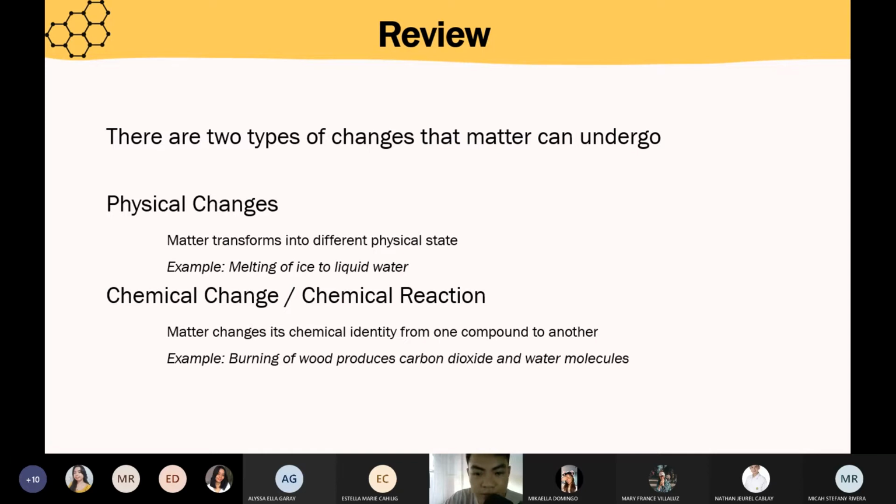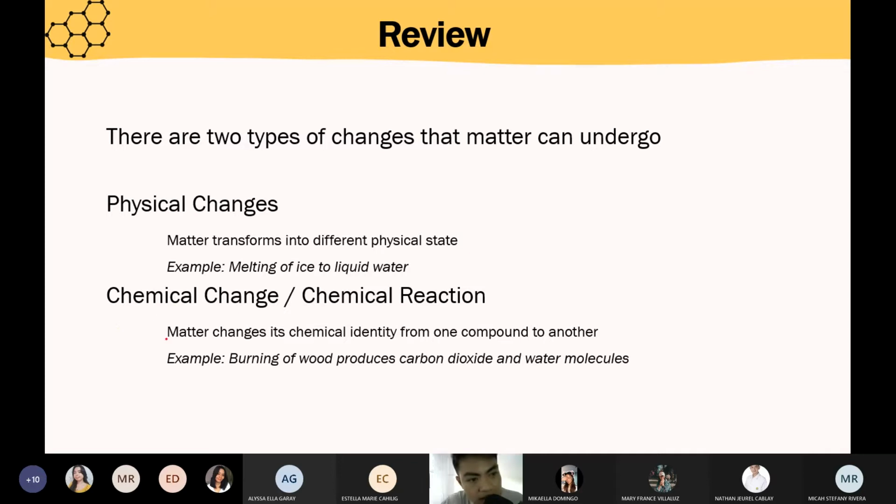In your earlier chapters, we knew that there are two types of changes our matter can undergo. It could be a physical change or it could be a chemical change or a chemical reaction. Again, just to emphasize, in physical changes, your phase of matter changes. Yung itsura lang niya yung nagbabago. However, its chemical constituency does not change. But in chemical changes, what happens here is something na kakaiba.